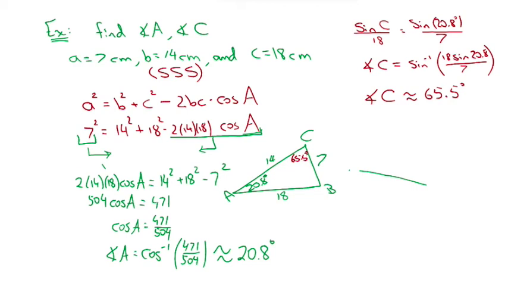I like the picture because it kind of reminds me of what I'm looking for. What's the last thing I need to find? Angle B. How do I find angle B? That's the easy one. So you just go 180, subtract the 2 angles you already have. What's the first one? Oh, there it is, 20.8. So this would be the measure of angle B.